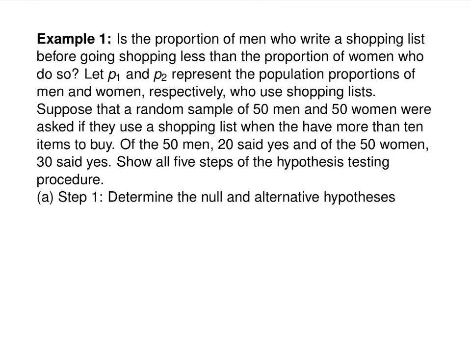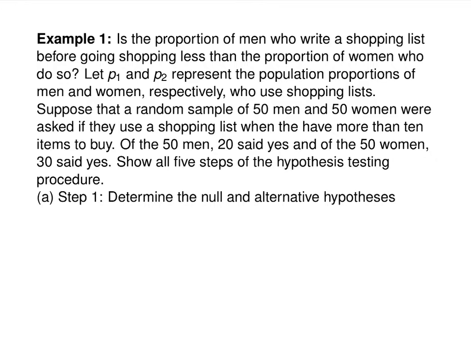Okay, moving on. So we're going to let P1 and P2 represent the population proportions of men and women who use shopping lists. And suppose that we have a sample of 50 men and 50 women, and they were asked if they use shopping lists when they have more than 10 items to buy. Of the 50 men, 20 said yes, and of the 50 women, 30 said yes. So we're going to show all 5 steps in hypothesis testing.